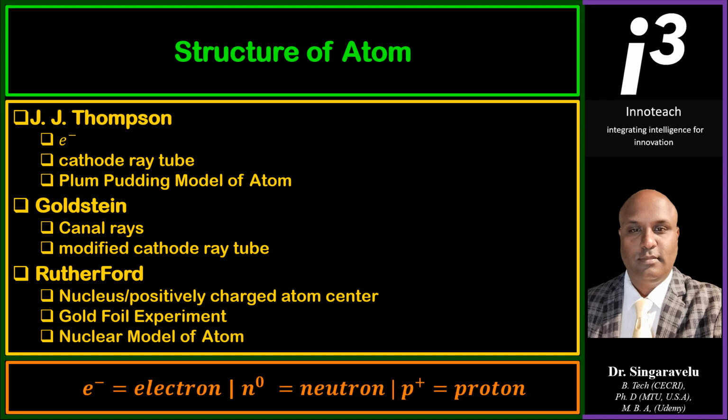And electron is represented by e superscript negative, and it is a negatively charged particle. Neutron was neutral in charge, and it wasn't discovered yet by these experiments until now. Proton was a positively charged particle denoted as p superscript plus.